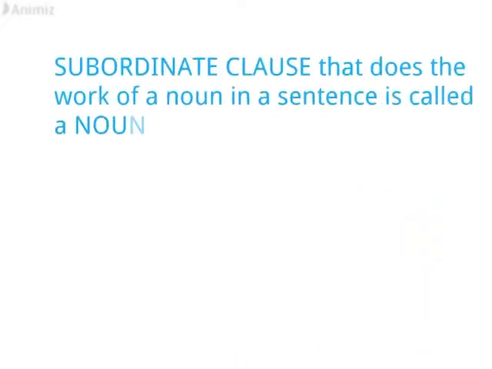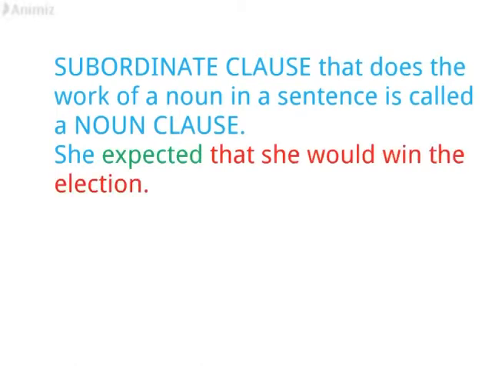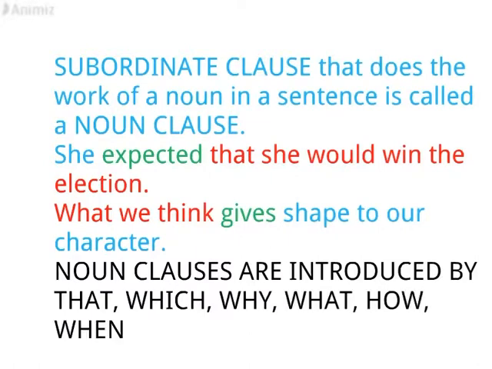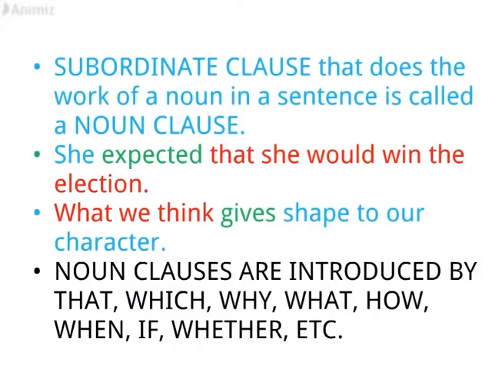A subordinate clause that does the work of a noun in a sentence is called a noun clause. She expected that she would win the election. Now the noun clause that she would win the election is working as a noun for which verb? Expected. Noun clauses are introduced by that, which, why, what, how, when, if, whether, etc.